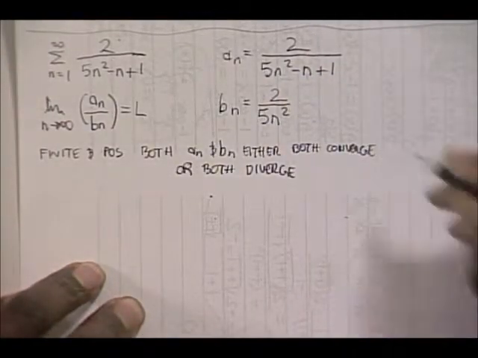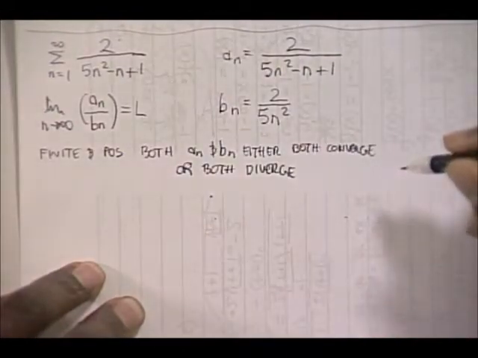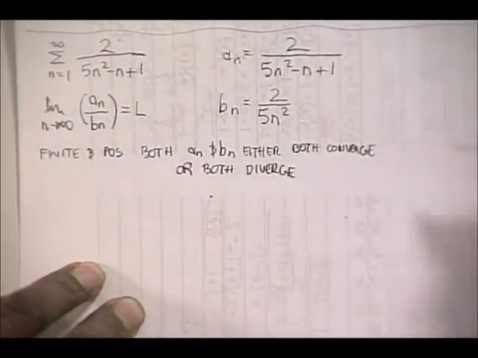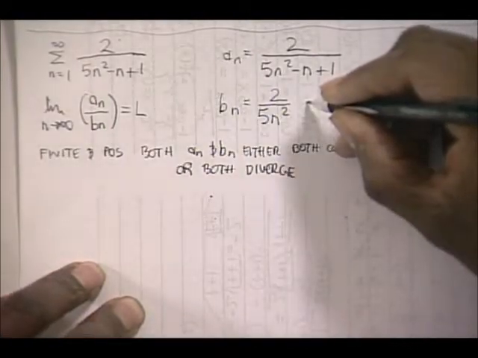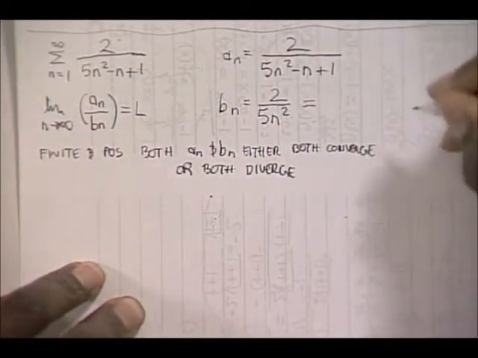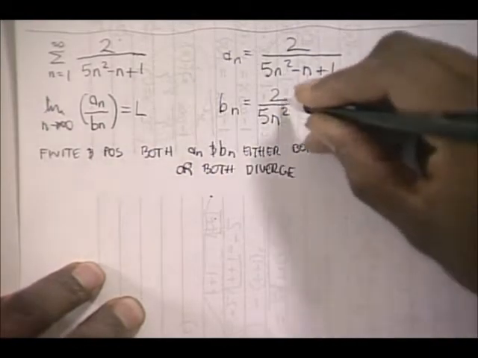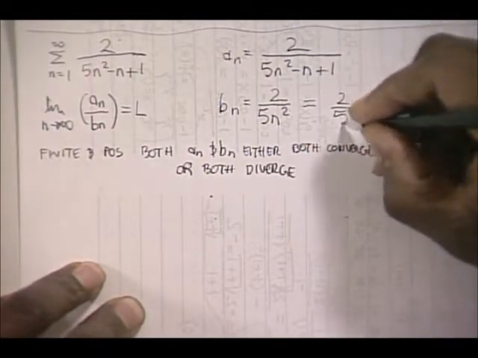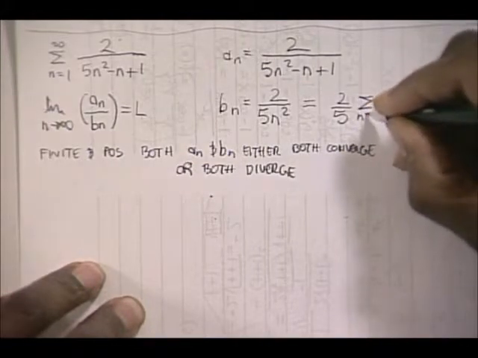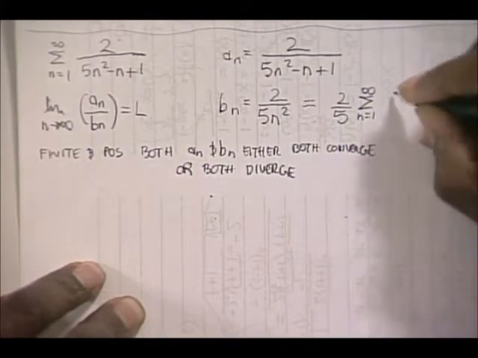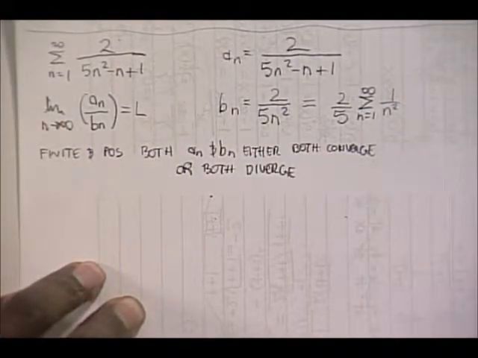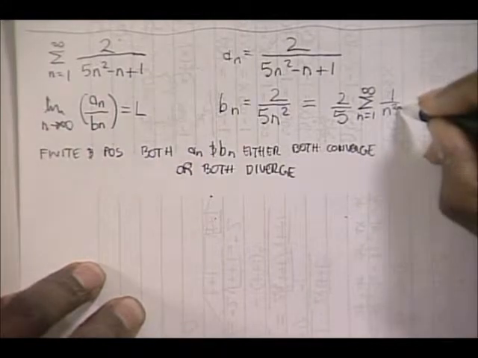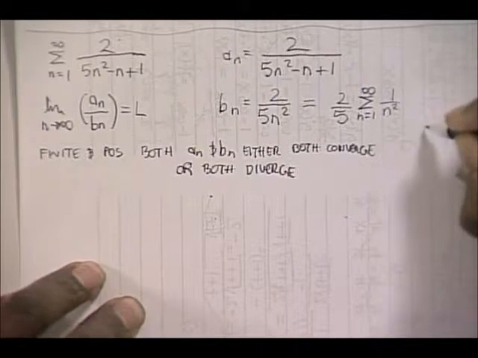All right, so we're focusing on the highest terms in the numerator and denominator. Plus, if you look at B sub n very closely, we know something about B sub n. So let's reduce this a little bit so it becomes a little bit more familiar. If you pull out the constant, 2/5, and then you sum n is 1 to infinity of 1 over n squared, again, you've got another P series where this term here is greater than 1. When this term here is greater than 1, that's a P series that converges.